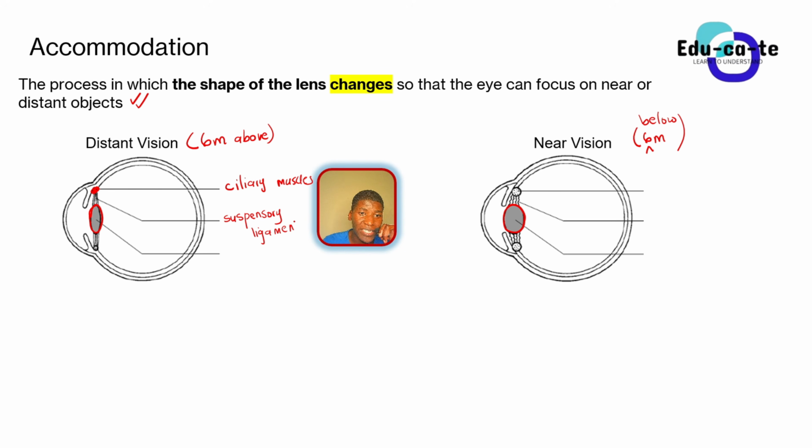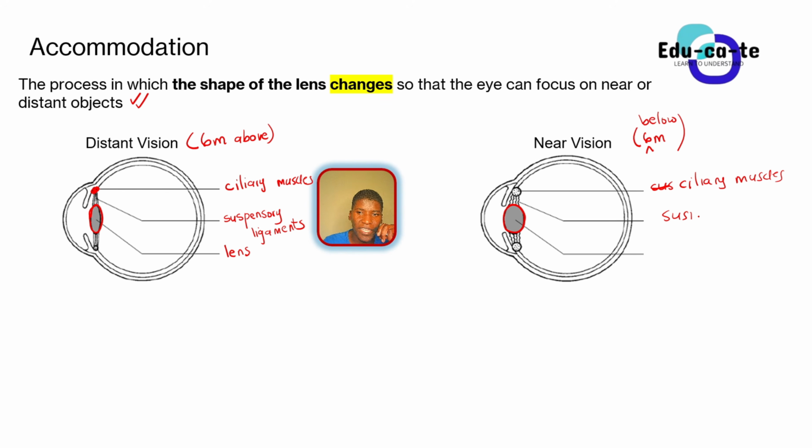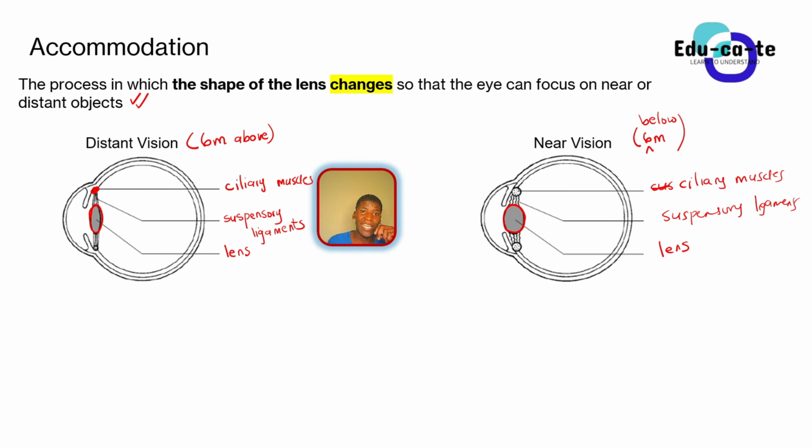They suspend the lens to be in a certain position. And then this is the lens itself. This disc-like shape is the lens. These labels apply also for the near vision. Remember, this is our ciliary muscles, and these are the suspensory ligaments as well as the lens itself. These three labels are very important for you to be able to understand accommodation.